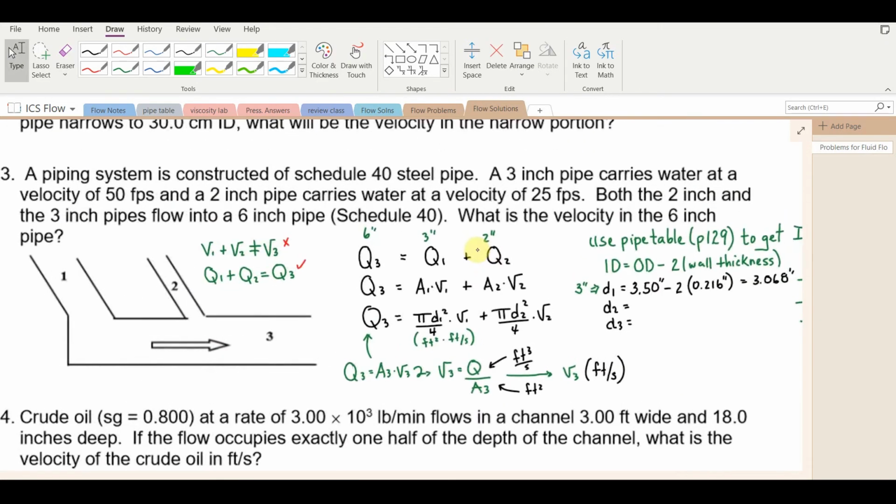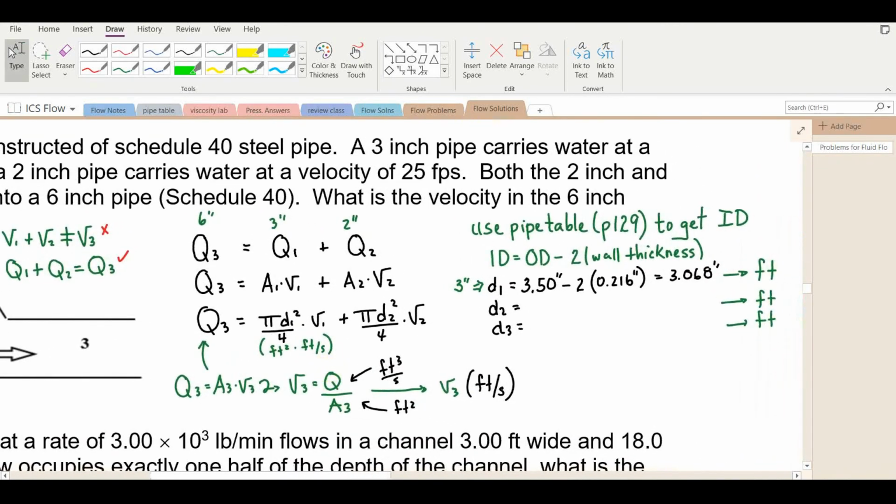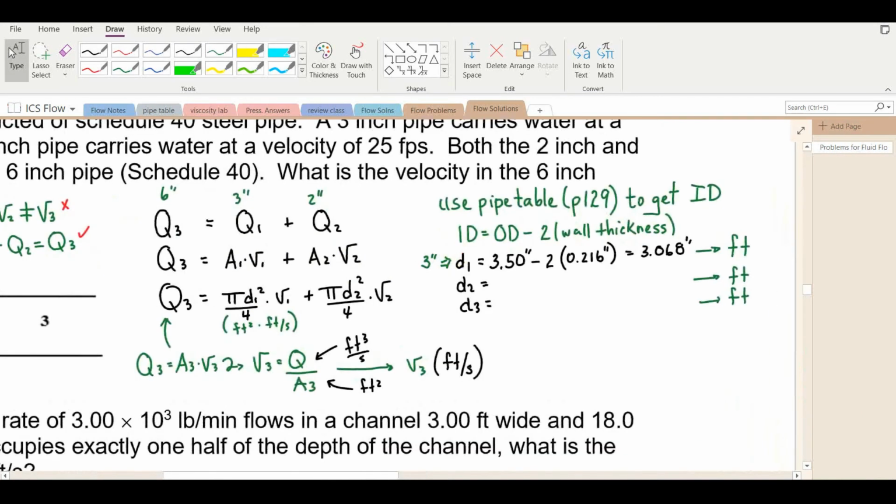So I've drawn it up here. Notice that I said V1 plus V2 does not equal V3, but Q1 plus Q2 equals Q3. Now for the 6-inch pipe, the total flow will be the sum of that from the 3-inch and the 2-inch pipe. These flows will be area times velocity plus area times velocity. The velocities were given. They were 50 feet per second and 25 feet per second. But we need the areas.